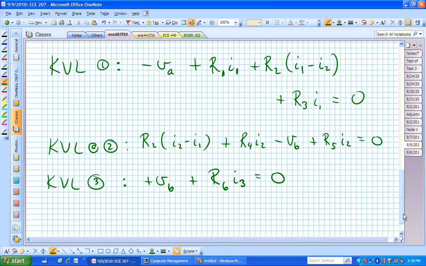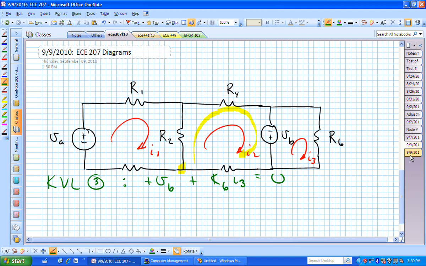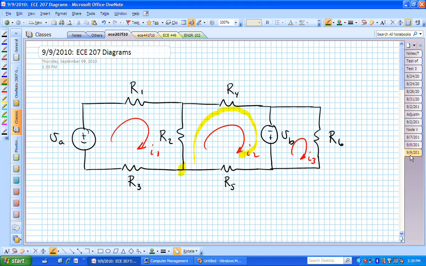And that is enough information then to solve for the 3 unknowns, I sub 1, I sub 2, and I sub 3. Once you have those currents, you can solve for anything you want in that circuit. If somebody asks you for the power absorbed in resistor R sub 2, how would you do that problem?